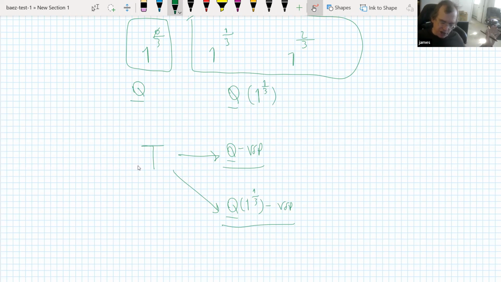Usually the excuse for having higher dimensional representations is that you have a non-abelian group. But here we have some different excuse for having higher dimensional representations, and it's just because the field isn't algebraically complete.